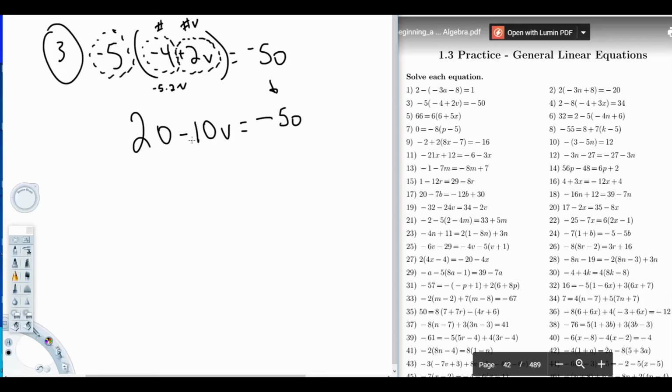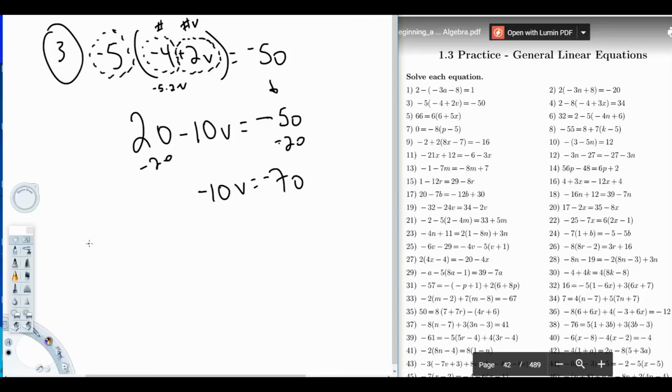Once again, we have the familiar problem. We need to get everything we know on one side. So what do we know? We know what 20 is. We know what 50 is. Let's get rid of this 20 here by subtracting 20 and subtracting 20 here. And we're left with minus 10v equals minus 50 minus 20 equals minus 70.